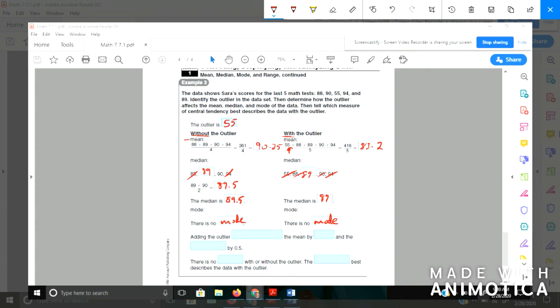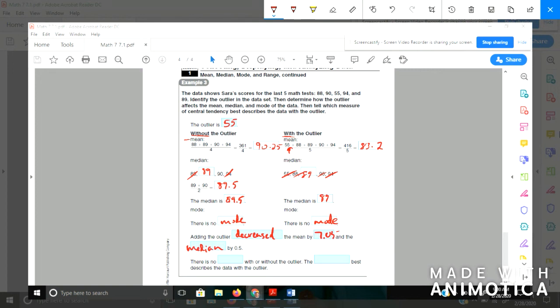So adding the outlier did what to the mean? Well, it decreased the mean. When we added the outlier, it decreased the mean from 90 to 83. So it decreased the mean by about 7.05 if you were to subtract those two. And the median decreased by 0.5, from 89.5 to 89, decreased by a half.